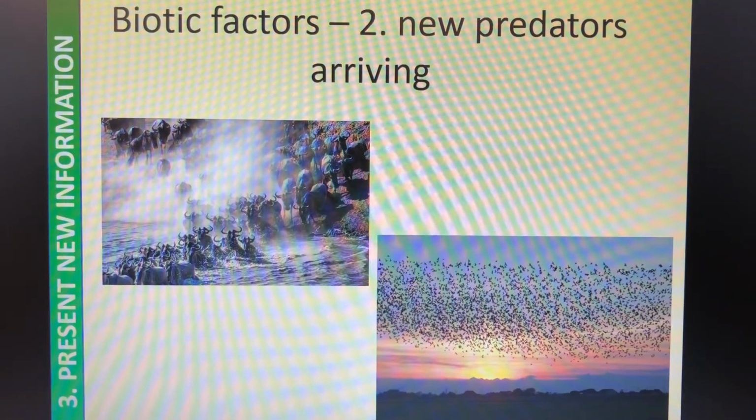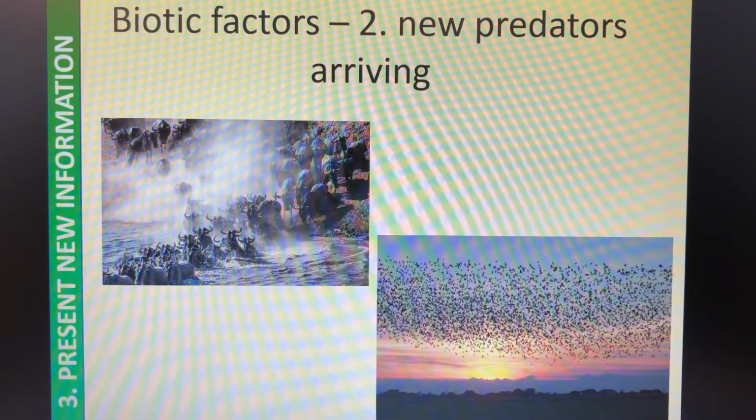Okay, so they could come into the area, completely wipe out a food source and then move on again, and that's going to have a big impact. Pause now if you need more time for notes.